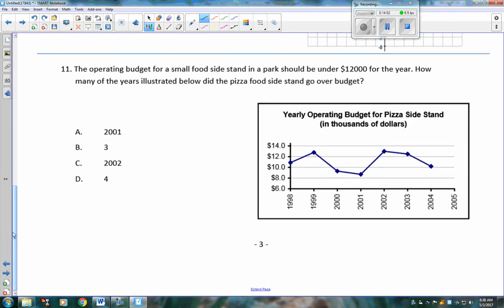Number 11. The operating budget for a small food stand in a park is to be under $12,000 for the year. How many years illustrated below did the pizza food stand go over budget? B. Because it said the budget was 12. So I draw a line that represents 12, and how many times was it over the line? 1, 2, 3.